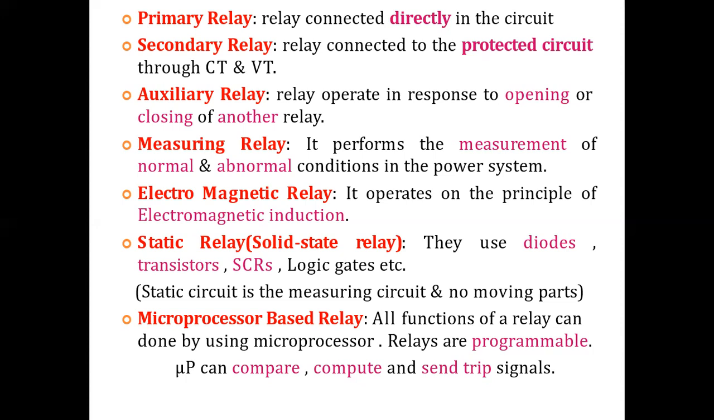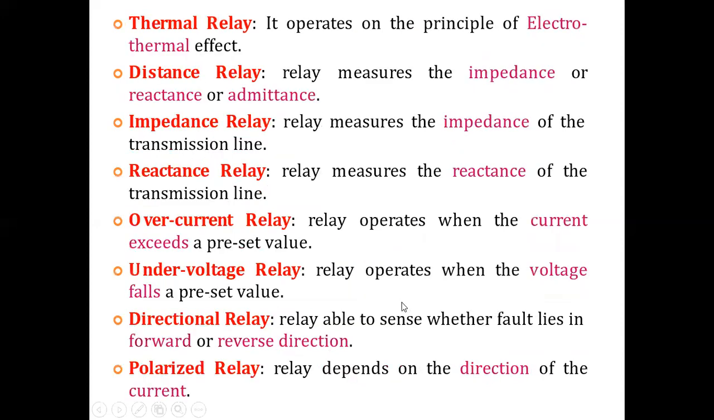Then electromagnetic relay. It operates on the principle of electromagnetic induction. Then static relay or solid state relay. In this relay, they use diodes, transistors, SCR, or silicon controlled rectifiers, logic gates, etc. The static circuit is the measuring circuit and it has no moving parts. Then microprocessor based relay. All functions of a relay can be done by using a microprocessor. Relays are programmable and the microprocessor can compare, compute, and send trip signals to the circuit breaker.